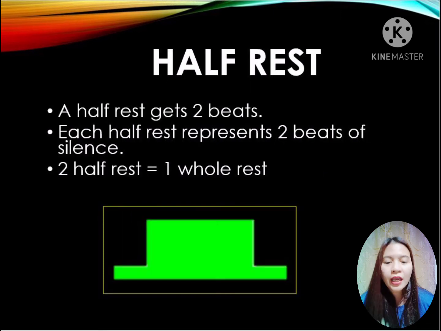Next is the half rest. A half rest gets 2 beats. Each half rest represents 2 beats of silence. 2 half rests equal 1 whole rest. So in the whole rest symbol, the cap is positioned downward, while in the half rest, the cap is positioned upward.